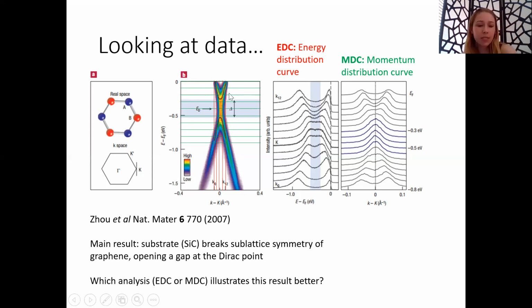The main result of this paper was that the substrate, which is silicon carbide, breaks the sublattice symmetry of graphene, and it opens up a gap at the Dirac point. It should be a crossing, but instead, because of the breaking of sublattice symmetry, there is a gap there. And this gap is most readily seen in the energy distribution curve because it is a gap that opens up as a function of energy.